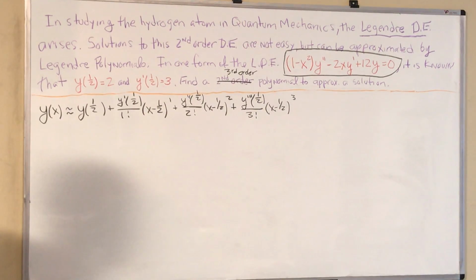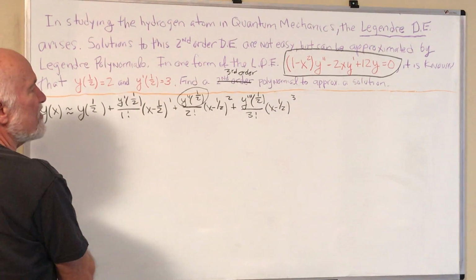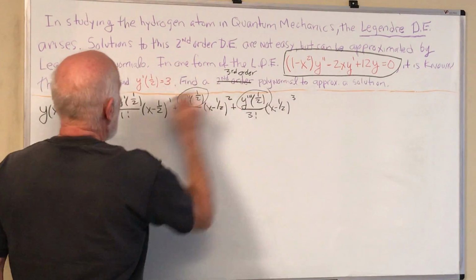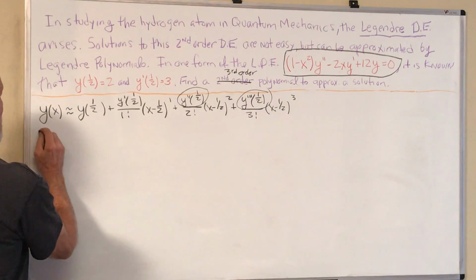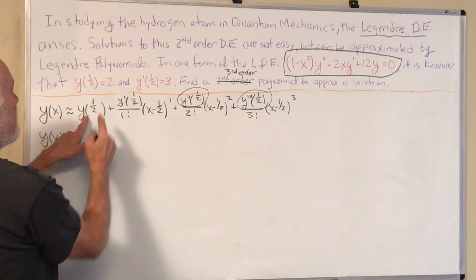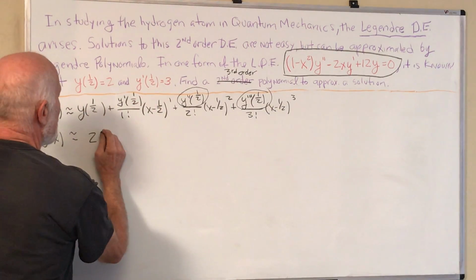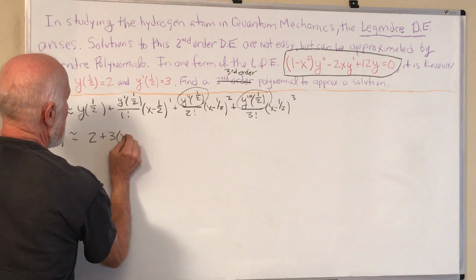So what do we need? We've got everything in here except the second derivative and the third derivative. We already have these two. So we can say that y of x, and right away, y of 1/2 is 2. Y prime of 1/2 is 3.